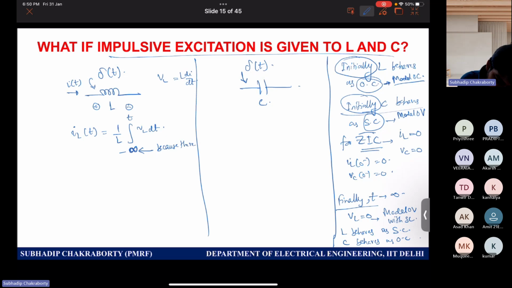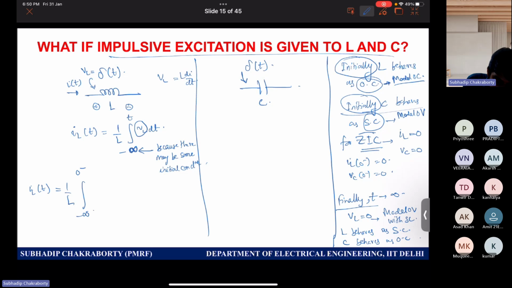there may be some initial condition, some initial current through the inductor or some initial voltage across the capacitor. Actually, we write minus infinity to t only. But if nothing is there in the initial, then we neglect that and write 0 to t. But now tell me, if voltage is impulsive, what will happen?